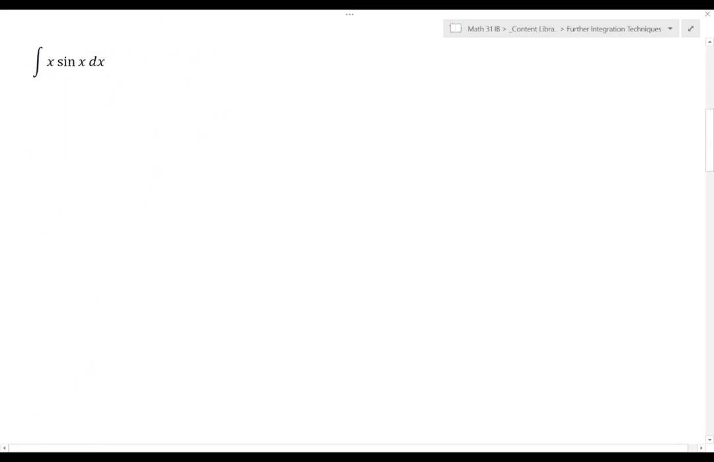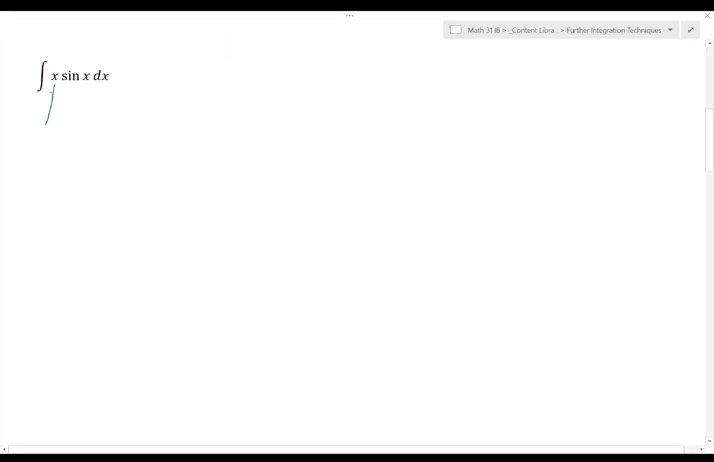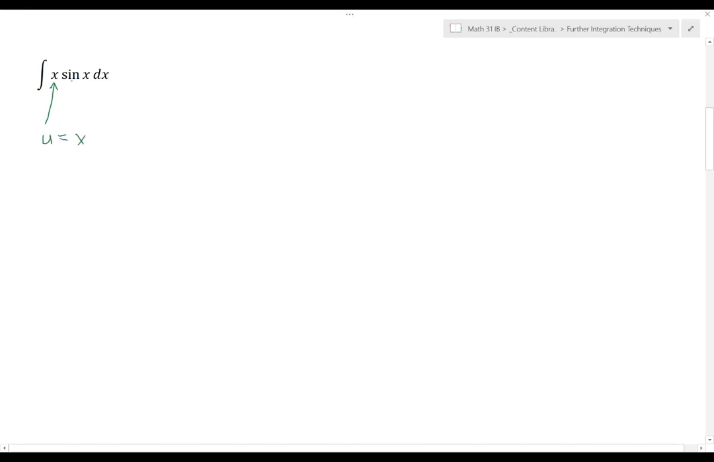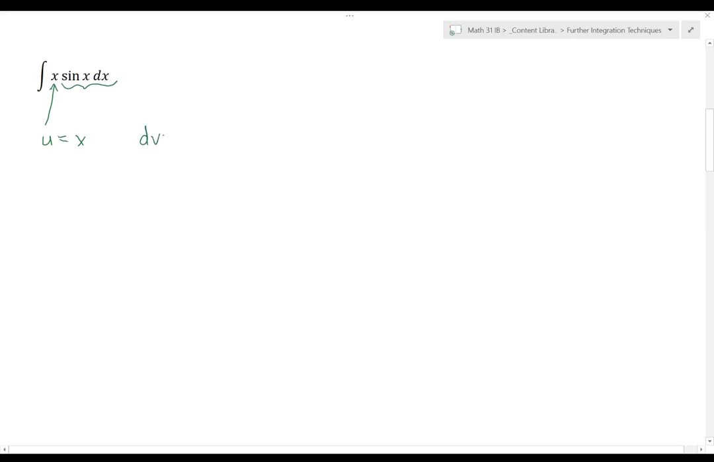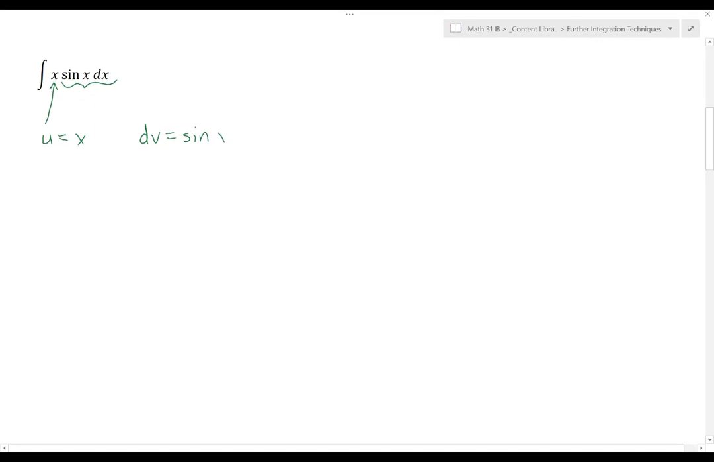Let's start out with the integral of x times the sine of x dx. We can see pretty quickly that a substitution isn't going to be helpful here, because if I let u equal sine of x, the derivative is cosine of x, and that x doesn't come from anywhere. However, I can call the x part u. So u equals x, and everything else that's left I can call dv. So dv equals the sine of x dx.